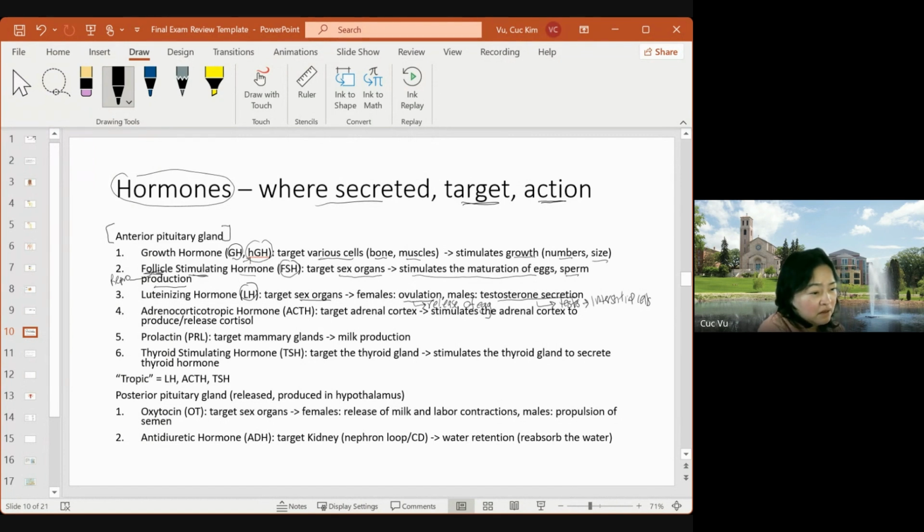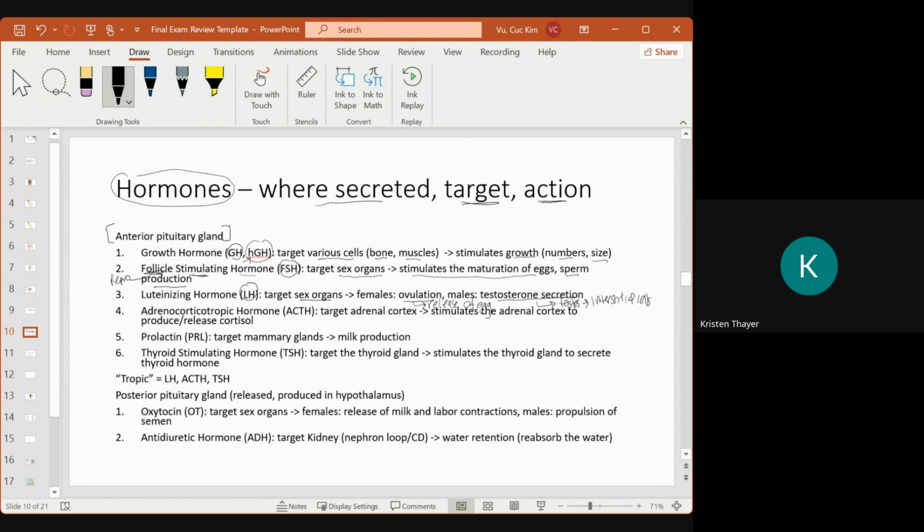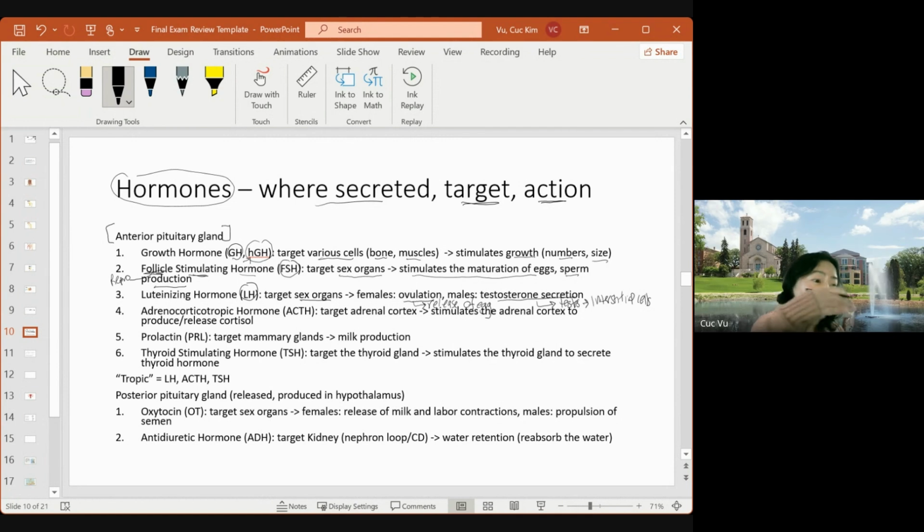Which means, though, which one's going to be slower, the nervous system or the endocrine system? The endocrine? Exactly, because it's got to travel through blood until it gets to its target cell. Where with the nervous system, it zips right along the neuron. Okay. However, which one has a longer effect?